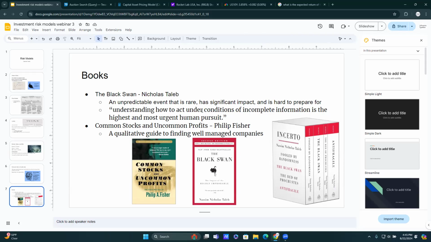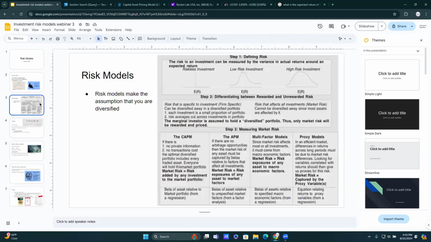Something to stay away from when you look for books is anyone who has never taken risk before. I'd find people that are actually involved in the stock market and have taken risk before. That's just something important.